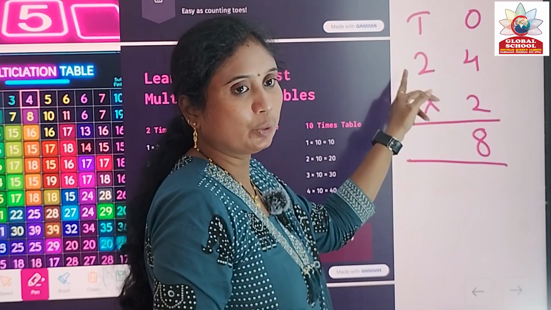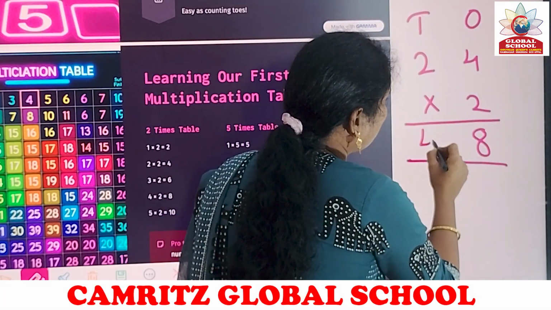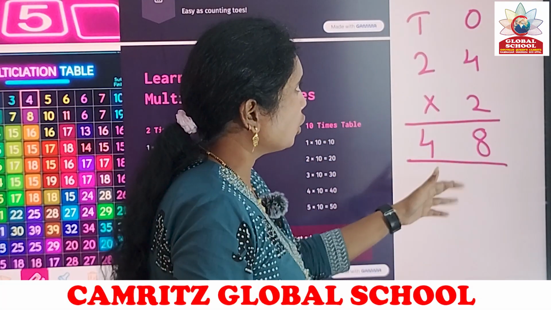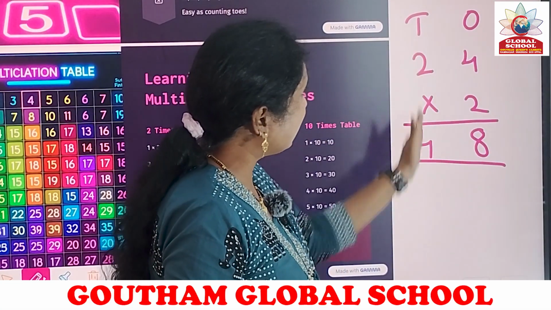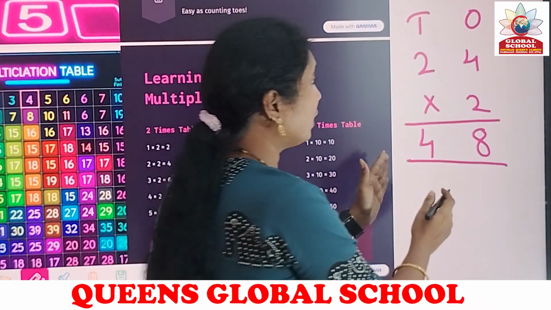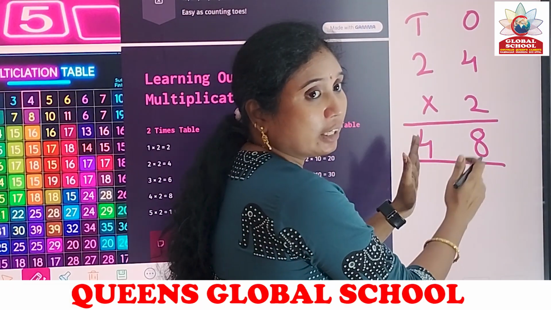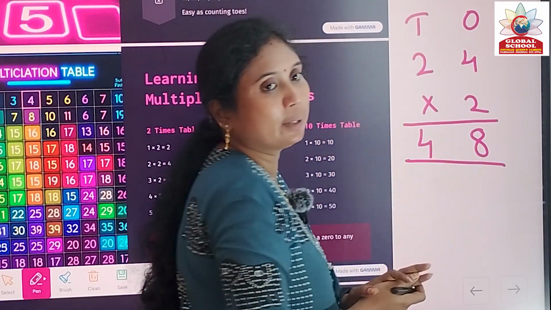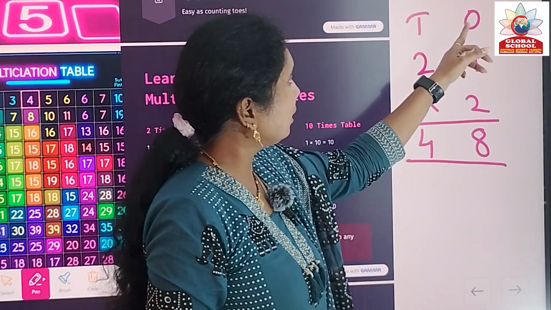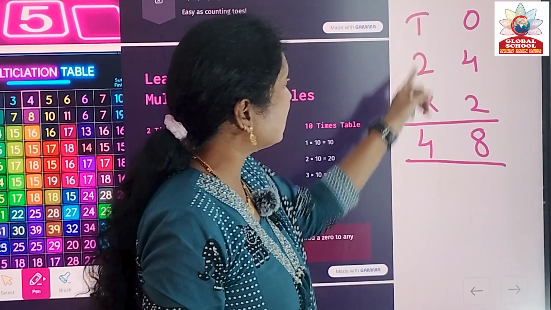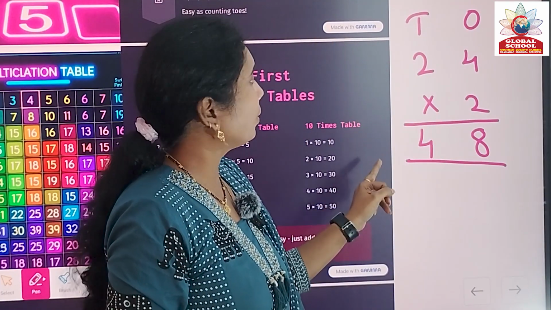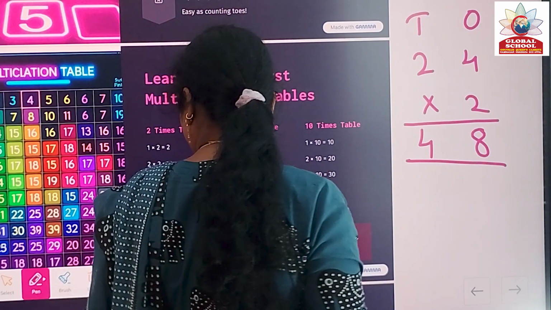And remember, the answer also should be written in the ones place and tens place, and hundreds place if you have one. Don't write in the middle of the places. Don't write any number between two numbers. That is wrong. You have to write in the proper places: ones place, tens place, hundreds place. Okay. And I will give you one more example.